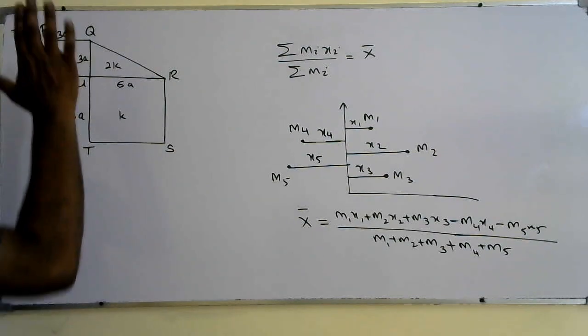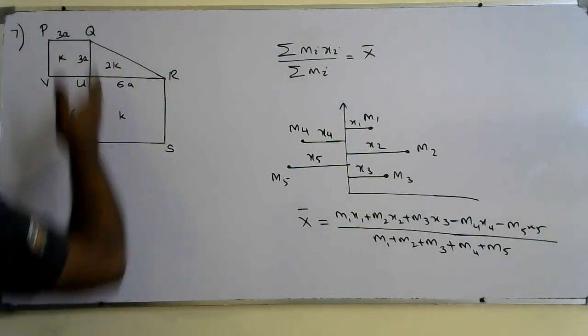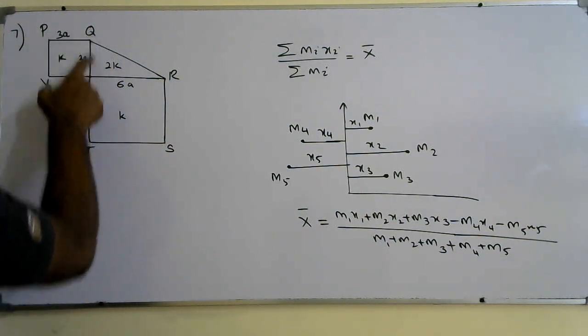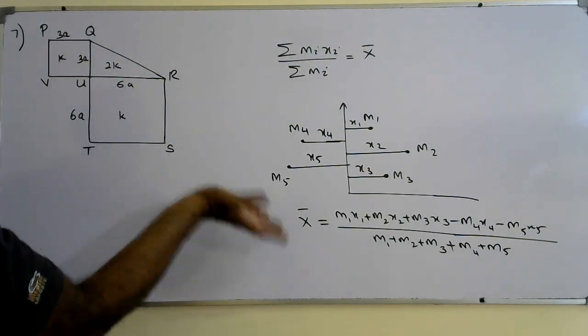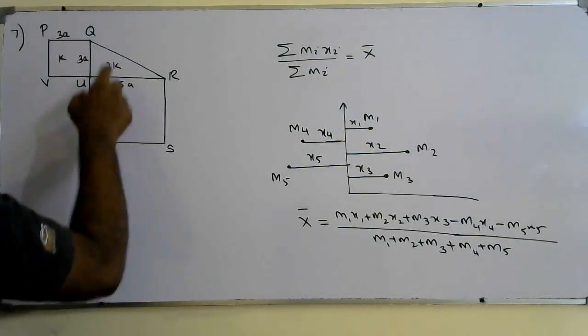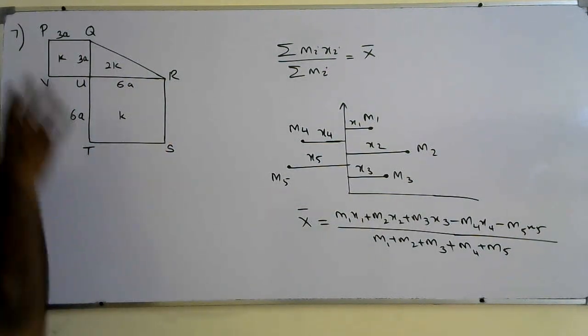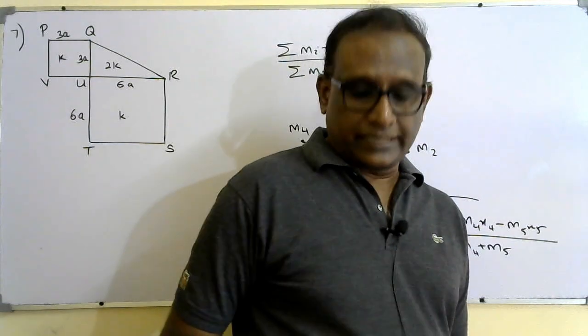That idea we need here, because they ask in one part to find the center of mass of this lamina about QT. There is a mass on the left side of QT, this square, and there are masses on the right side of the line QT, for this one and this one. So the minus sign will be used when we find the center of mass about, or from, the line QT.